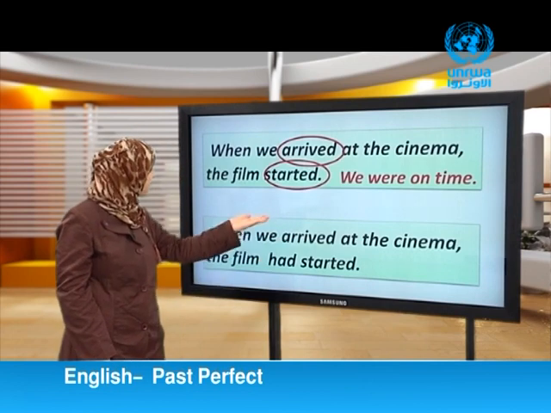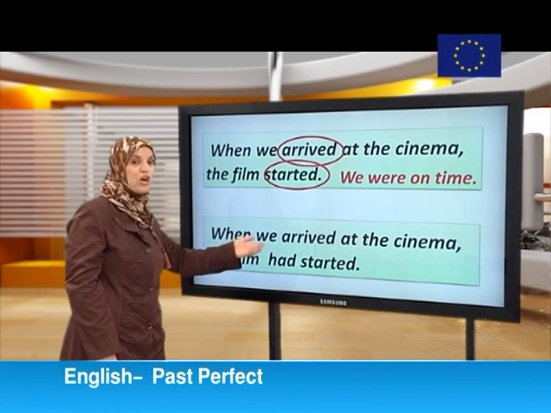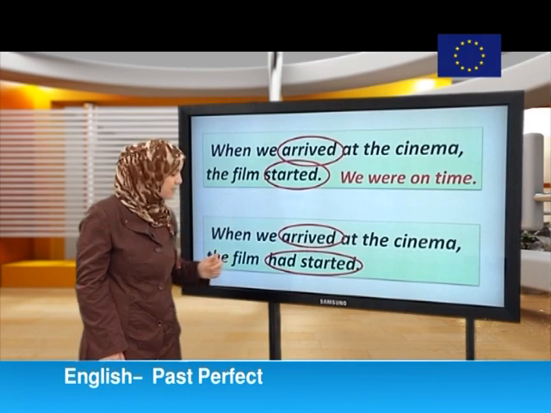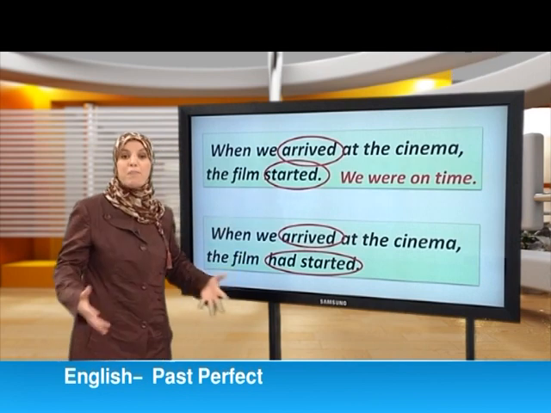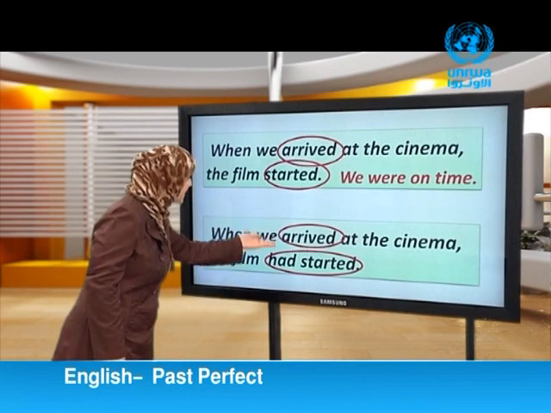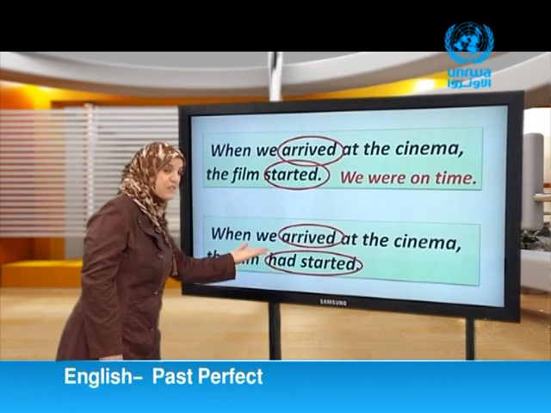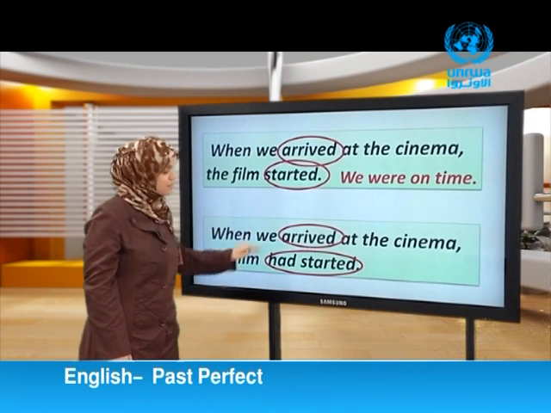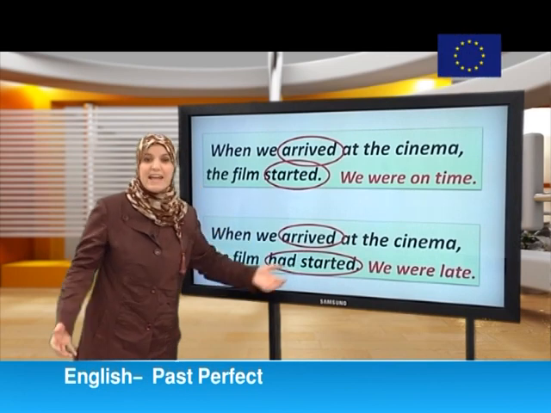But look at this sentence. When we arrived at the cinema, the film had started. We have a verb in the past simple tense and the other verb is in the past perfect. So this happened first, the film started, then or after that, we arrived. So we were late.